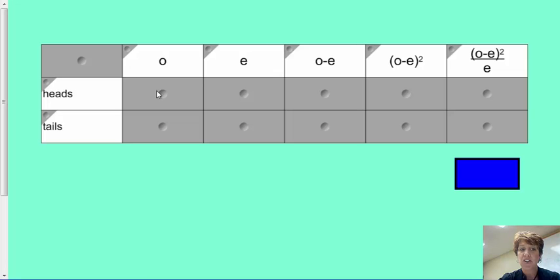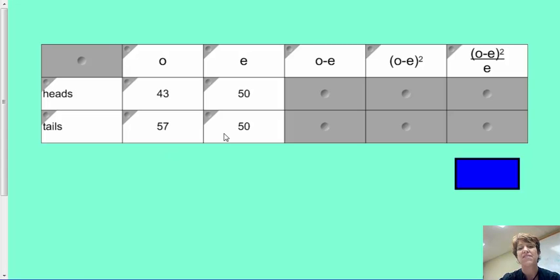All right, what did I observe with heads and tails? I had 43 heads and 57 tails. What did I expect? First of all, when you add this up, it totals 100, and I would expect half the time to get heads and half the time to get tails. So I would have expected 50-50.